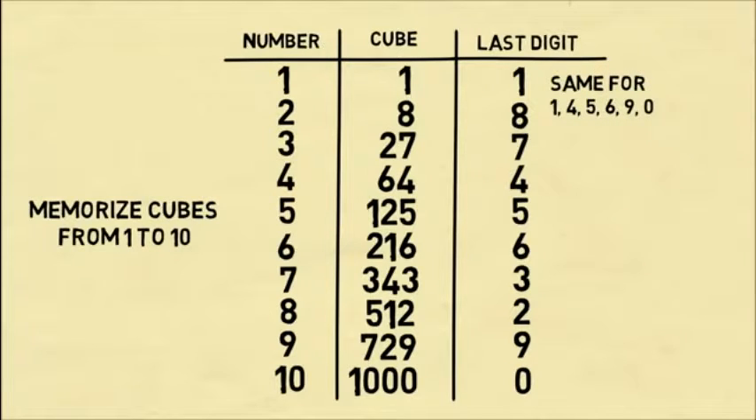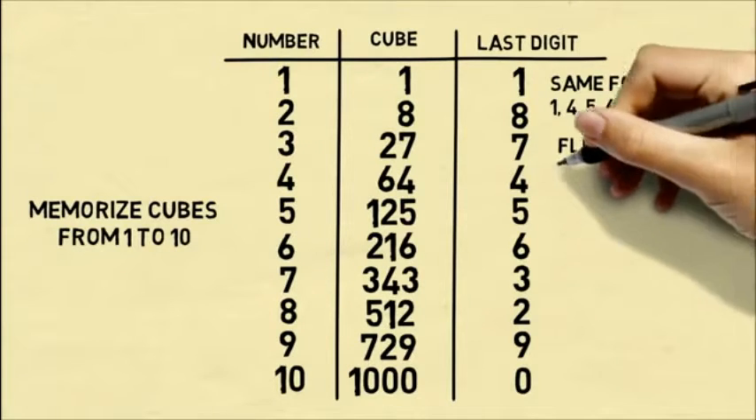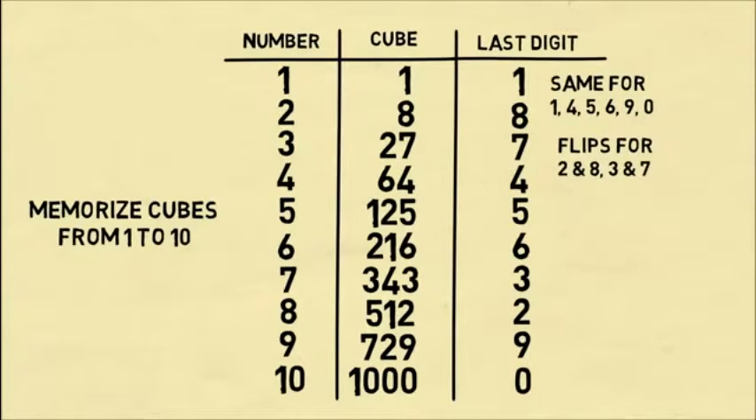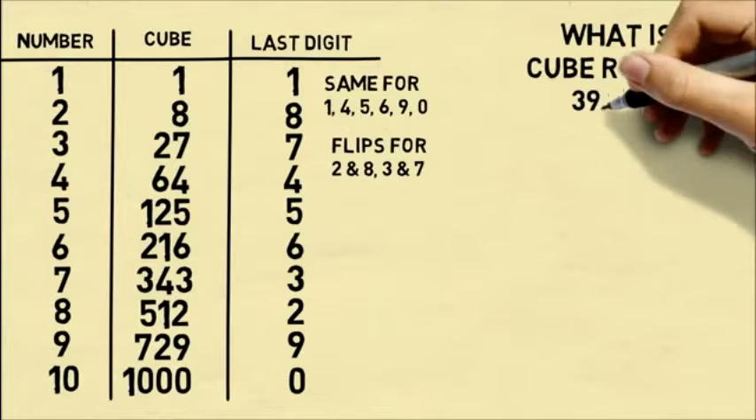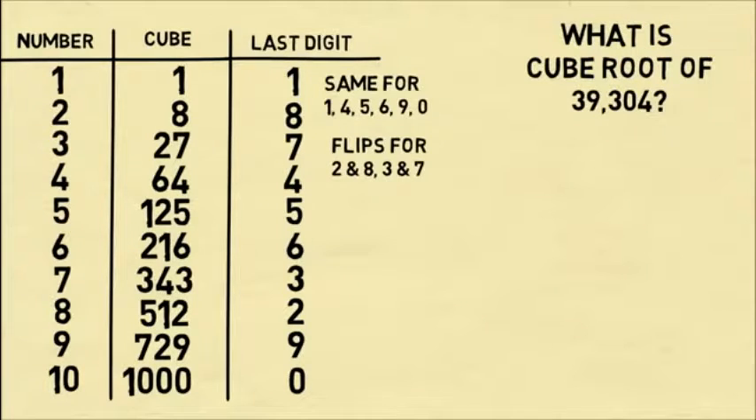So an easy way to remember this is that for the numbers 1, 4, 5, 6, 9, and 0, the last digit is the same as the number. And for the numbers 2 and 8 and 3 and 7, the last digit flips. So the last digit for 2 is 8 and the last digit for 3 is 7 and vice versa. So let's do the trick.